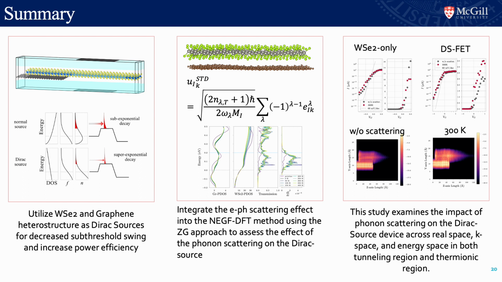Here is a quick summary of today's presentation. We utilize tungsten diselenide and graphene heterostructures as direct source for decreased subthreshold swing and increased power efficiency. We integrate the electron-phonon scattering effect into the NEGF-DFT method using the ZG approach to assess the effect of the phonon scattering on the direct source. Our study examines the impact of phonon scattering on the direct source FET device across real space, K-space, and energy space in both tunneling region and thermionic region. The results indicate that electron-phonon scattering does not significantly compromise the overall performance of the direct source FET we study here.